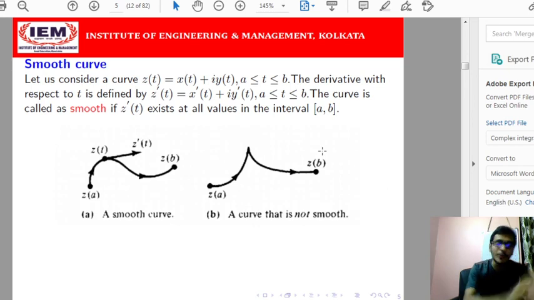So how can we identify it? If we draw the curve and at each and every point there is a unique tangent, that means only a unique direction can be provided there, we call that curve a smooth curve. And if there is this kind of peak in a curve, then at that point the curve cannot possess a tangent. So it is not a smooth curve.